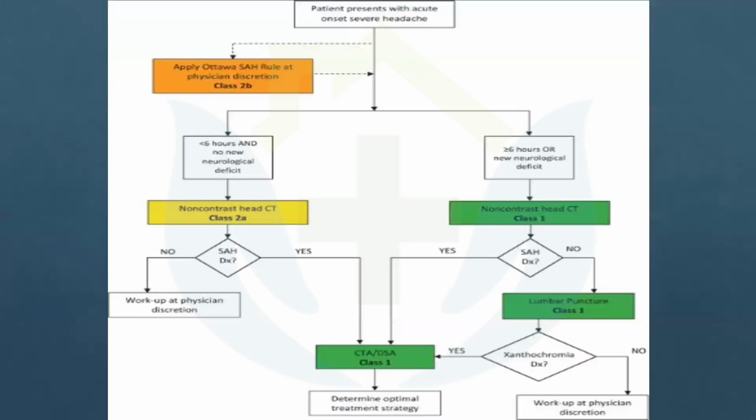Yes, Dr. Sindhu, please continue. Yes, sir. So we can look for xanthochromia, and if it is positive, we can go ahead with the CT angio to look for the aneurysms.